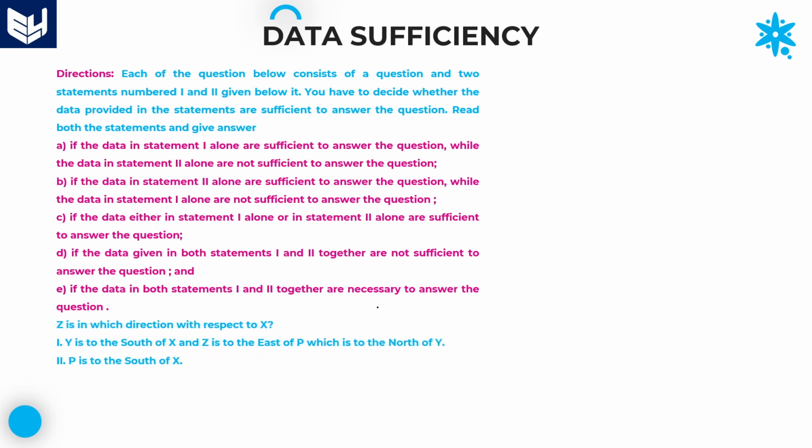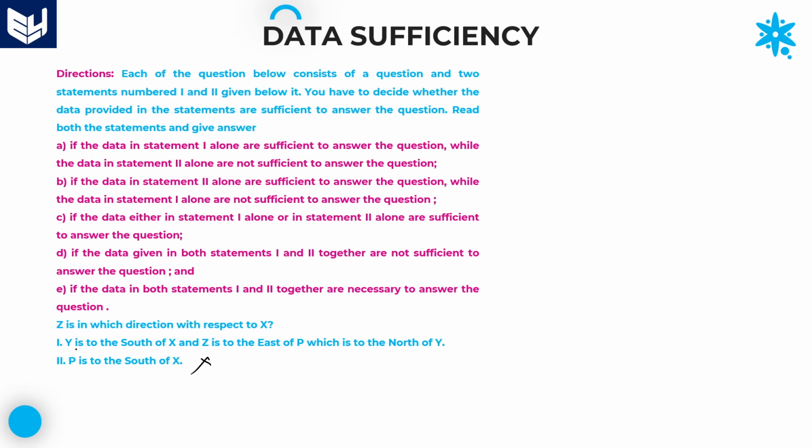Next one. Z is in which direction with respect to x? See the first one. From the second one, definitely we will not get the answer individually. Why? Because in the second statement, P and X both are there, but Z is not there. Whereas coming to the first one, Z and X both are there. There is a chance of getting the answer. We will check whether we are getting the answer or not.